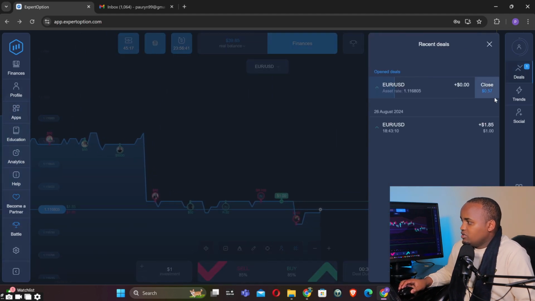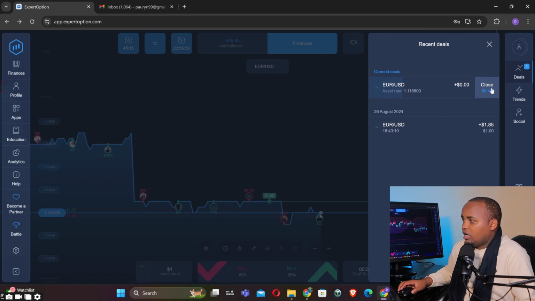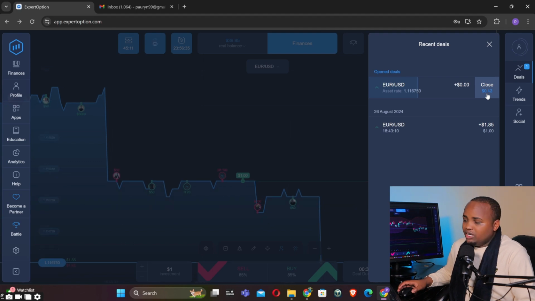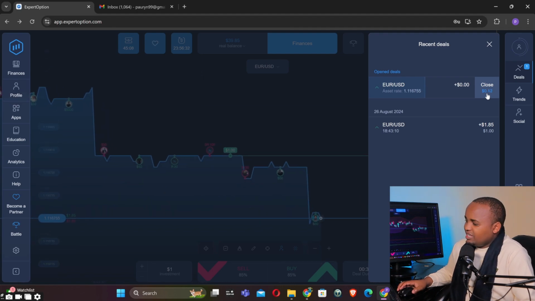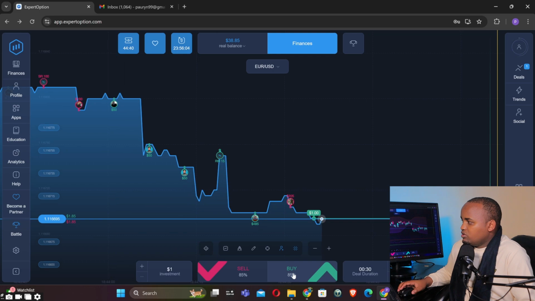The other thing that you can see on the other side, as we said earlier, is that you can close anytime you realize the trade is not going on your side. You can decide to close, but you'll be closing less, as you can see around that area.